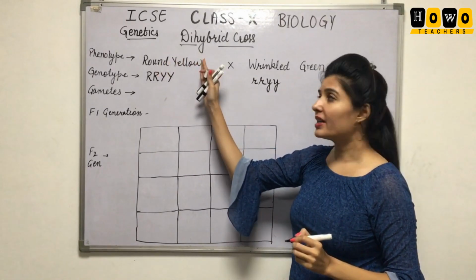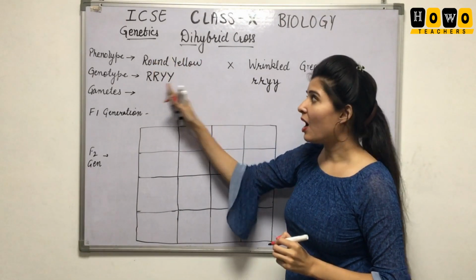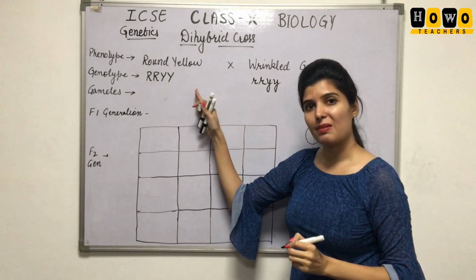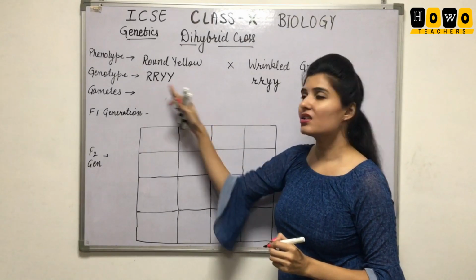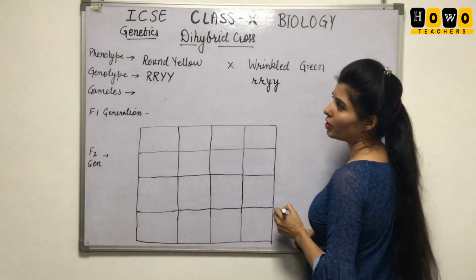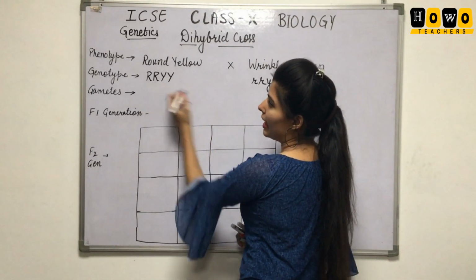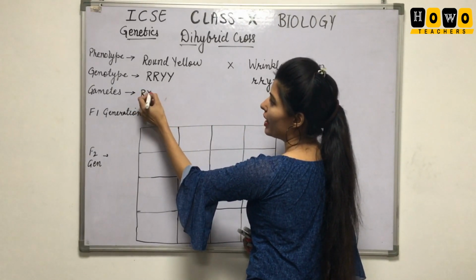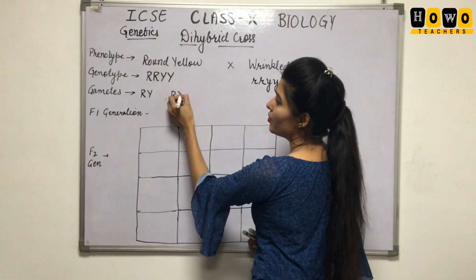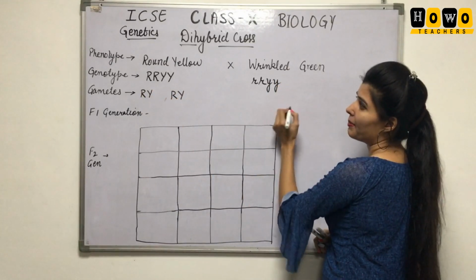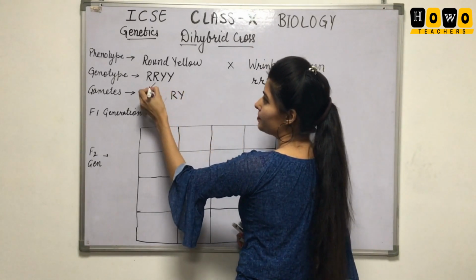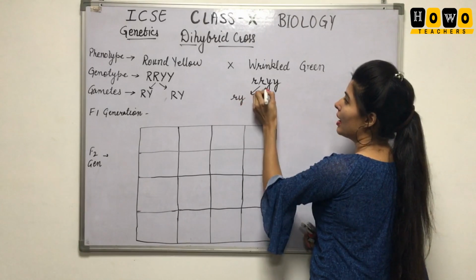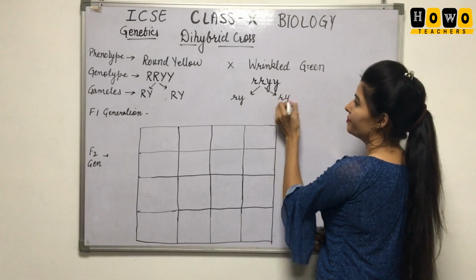Color and shape, that is the phenotype, and how we are expressing it in the form of simple symbols or alphabets, that is the genotype. Now see what all gametes can be formed. The gametes that can be formed here are capital R, Y. On this side, the gametes that they can make will be small r, y and small r, y.